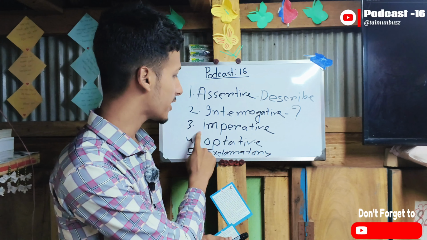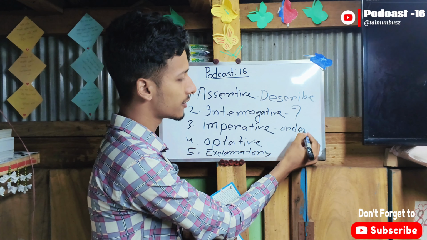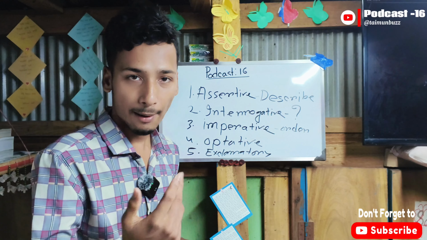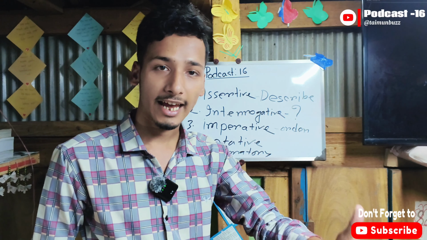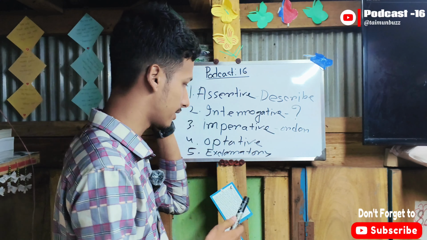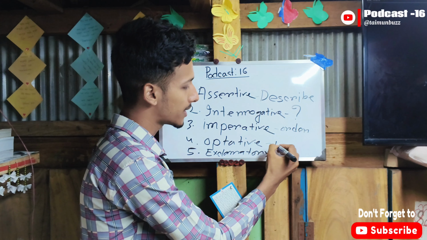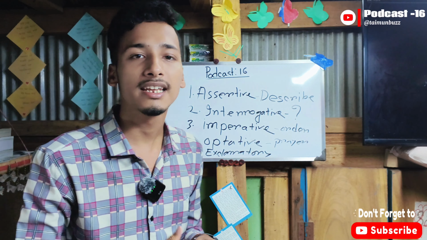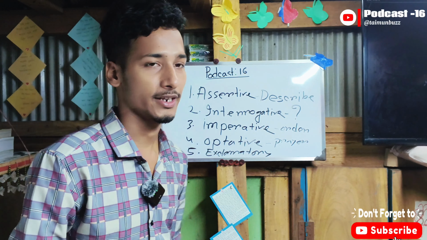And imperative means order, demand, command, request: come here, go there, subscribe to my channel, hit the like button, like this. This is an imperative sentence. Then we have optative, which is prayer. Optative means prayer. May Allah bless you. May Allah help you. These are optative.